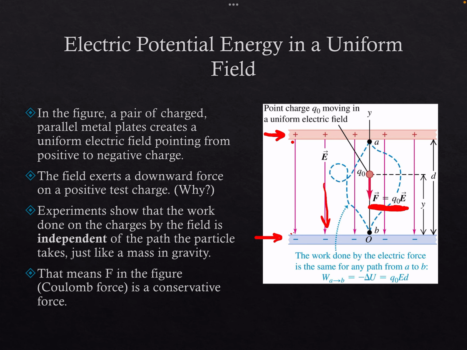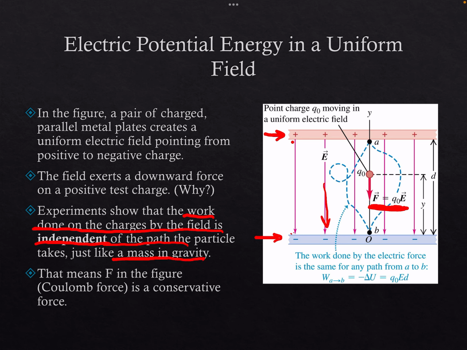So the field exerts a downward force on the positive test charge, and I'm going to spare you all the mathematical proofs and all the experiments. I'm just going to tell you straight away that these experiments and all these proofs show that the work done on the charges by the field is independent of the path taken, okay? Just like mass and gravity.